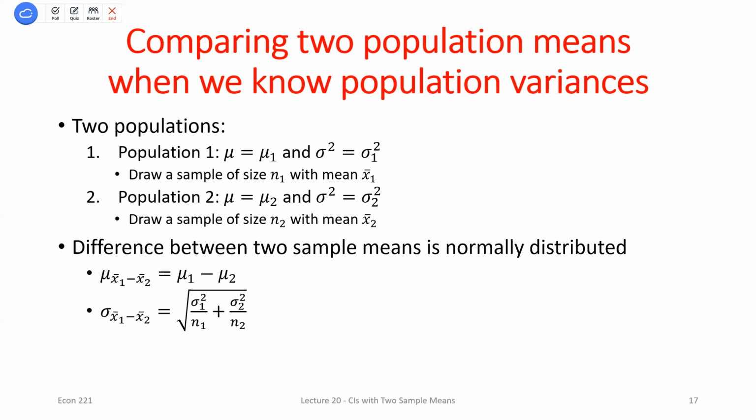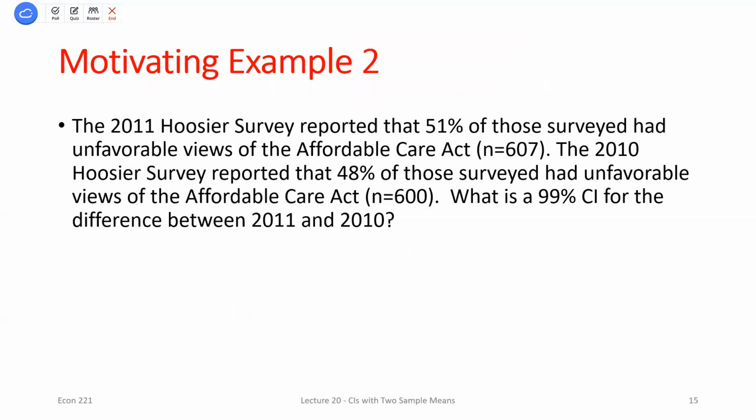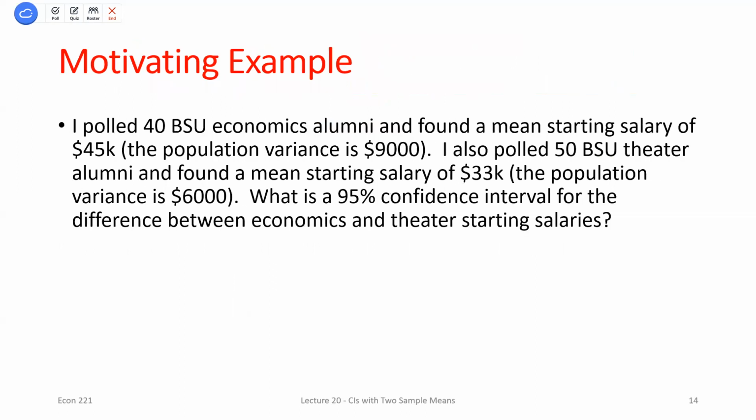well, what's the sample statistic that we're actually observing? Taking a sample from each group, we're then going to look at what that difference is. So if I go back to my econ and theater major starting salaries, I found one had 45,000, the other was 33,000. So my sample evidence, the difference between those two sample means, would be what? 12,000. That's what I'd be basing my confidence interval around.